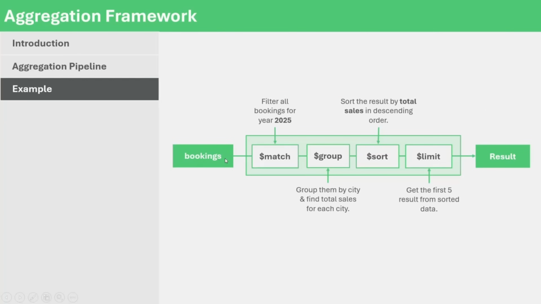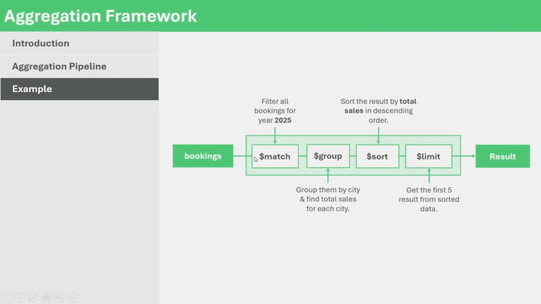Now let's say what we want is, first of all, we want to find all the booking documents where the year is 2025. So this bookings collection is going to store all the booking documents from all years. But using this match stage, I want to filter all the booking documents where the year is 2025. So using this match stage, we are filtering all the documents from the bookings collection where the year is 2025.